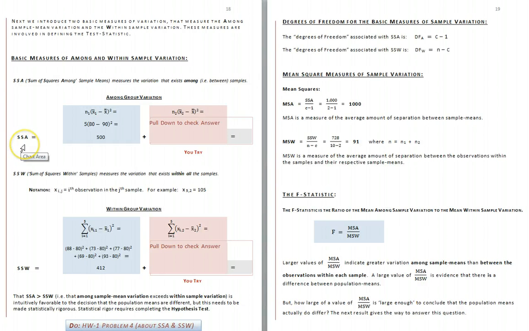If SSA, which measures the amount of variation there is between sample means, is much larger than SSW, which measures the amount of variation there is within the individual samples, then that would be evidence that in fact the population means are different.